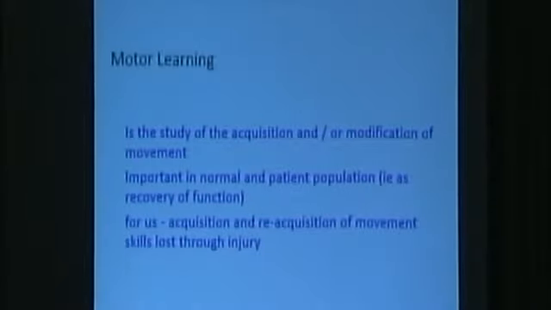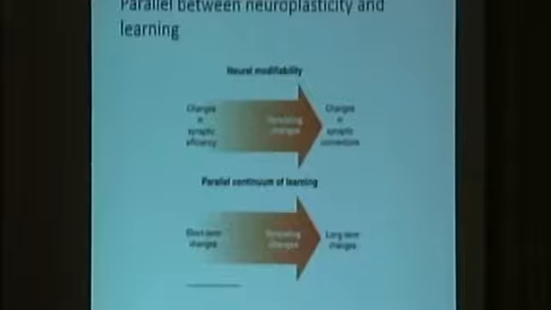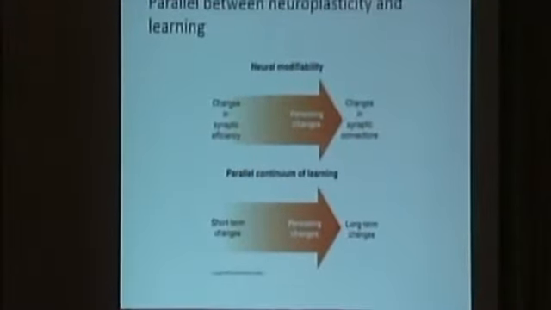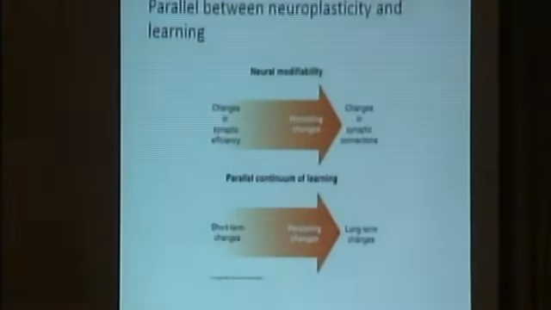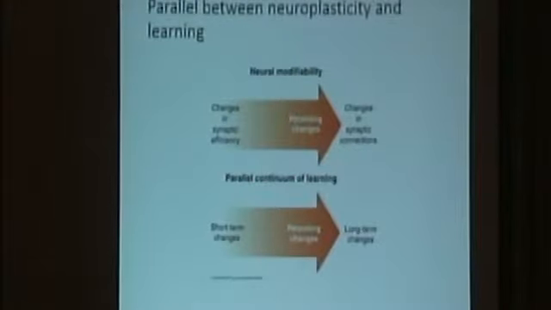Okay, so next slide. Now, here's the parallel between neuroplasticity and learning. So neuroplasticity and learning are the same thing. It's not just even a parallel. They are the same thing, all right? The way learning is manifested in the brain is the neuroplastic changes. So if we say that neural modifiability, which is neuroplasticity, changes in synaptic efficiency, if those changes are persisting, then we get longer-term changes in synaptic connections. That is simply the physiological way of saying that when we learn something, we get short-term changes. If we continue to practice, that learning becomes more embedded, and then we get long-term changes so it can become a habit. It's the same thing. Okay?